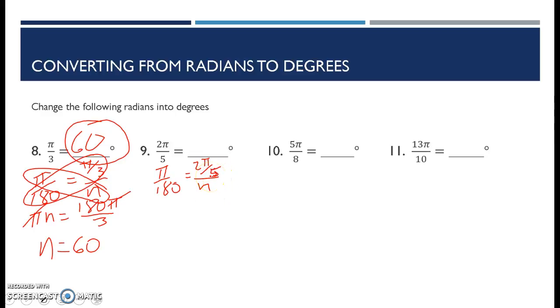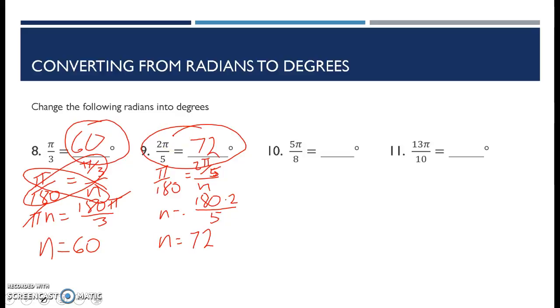So I'm going to take n times pi equals 180 times 2 pi over 5. Now I didn't put the pi's in there because if I divide both sides by pi, they're just going to cancel each other out. So I'm just going to take 180 times 2 divided by 5. Well, 180 times 2 is 360. 360 divided by 5, I believe, is 72. So that means that n is 72 degrees. And that is something that's not on your unit circle, but we can find by just setting up a proportion and solving it.